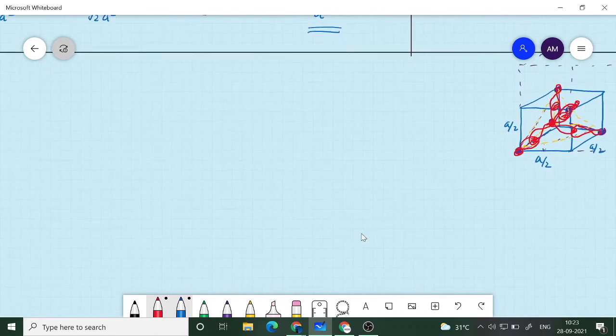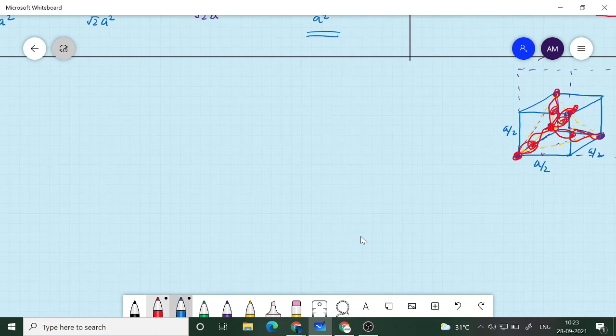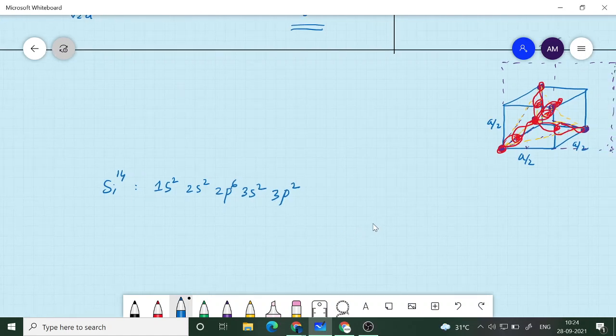Now the silicon atom has valency 4, right? This is the number of electrons. If you look at the electronic configuration, it is 1s2, then 2s2, 2p6, then 3s2, and 3p2. So this is the electronic configuration of a single silicon atom. Okay, so this is for the atom.